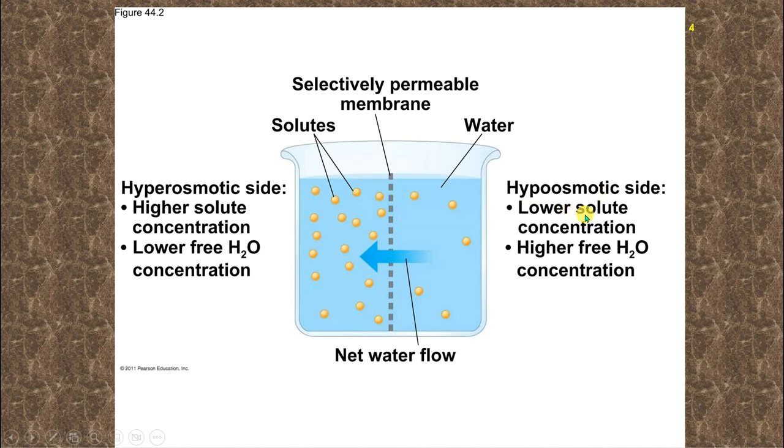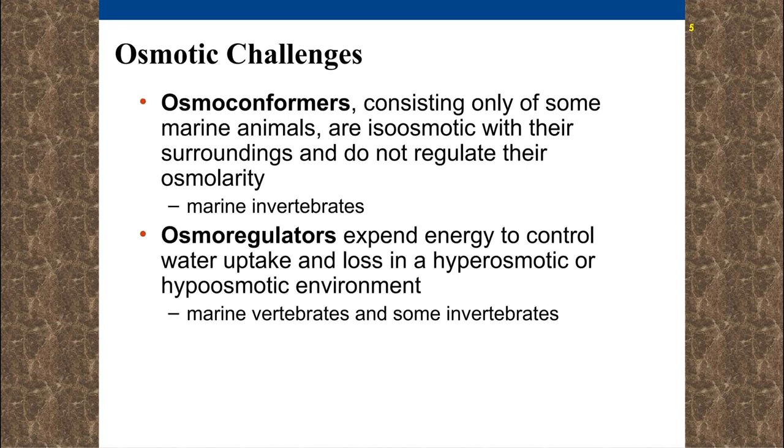Suppose you go on adding more and more solutes, then the net water flow will be towards the hyperosmotic side. The higher solute concentration will be in the hyperosmotic side, and lower free H2O concentration will be present there. Whereas on the hypoosmotic side, the higher free water concentration will be present. And there are a lot of changes called osmotic changes.